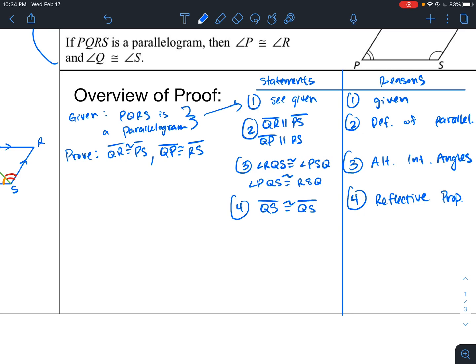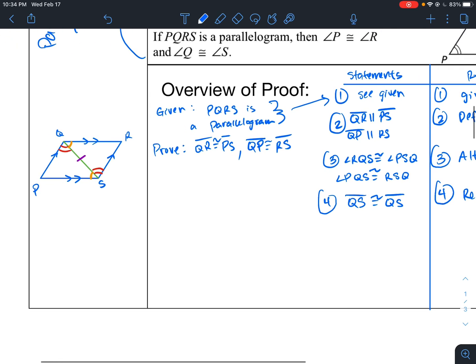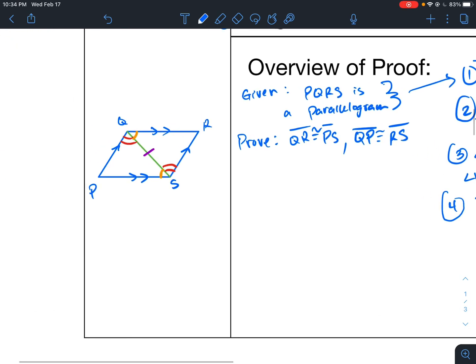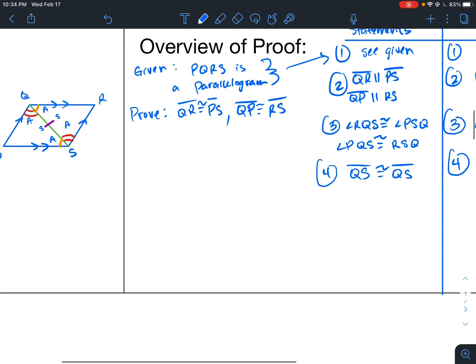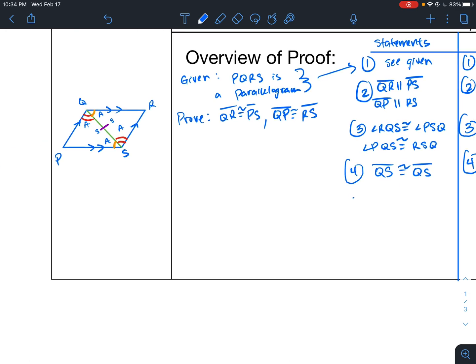Okay, and then right here, that means that I have an angle, a side, and an angle, a side, and an angle of 2 different triangles. So that means the 2 triangles are congruent. So I could say 5.